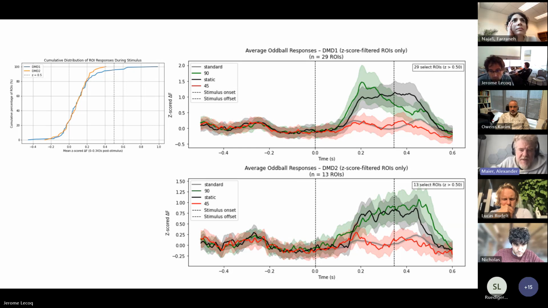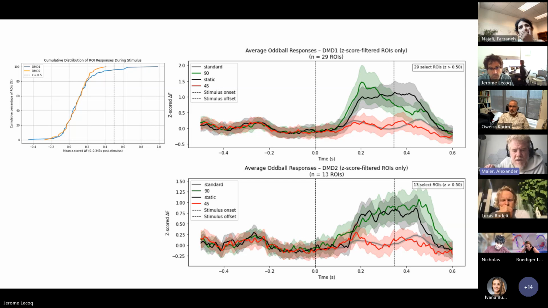And then with some delay, this is on top the DMD1 average, the ones that I believe are somatic, right? What you see in black is the static oddball. In green, you see the oddball of 90-degree orientation, and then the remaining two conditions: the red line, the 45-degree oddball, and the faint gray line, the standard stimulus that is repeated most of the time. You see how the red line is right on top of that gray line. That is what I meant before, that there doesn't seem to be much of a deviation for the oddball.